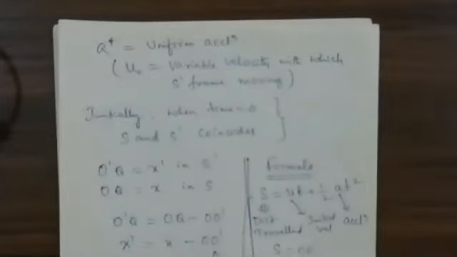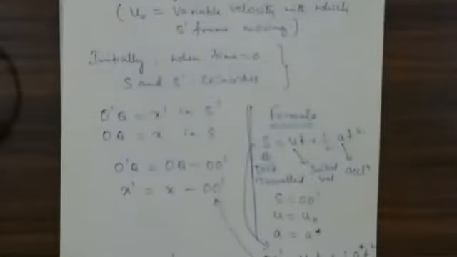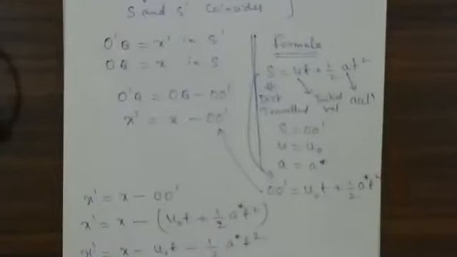I chose A star as the uniform acceleration. U naught is the initial velocity with which it is moving, a variable velocity. Initially, when the time is equal to 0, S and S dash coincide. After a time interval t, S dash is moving with respect to S. Therefore, O dash Q is equal to OQ minus O dash. Using the diagram, I can write X dash is equal to X minus O dash. O dash I have estimated, I have written the answer for O dash, and I have substituted for O dash.